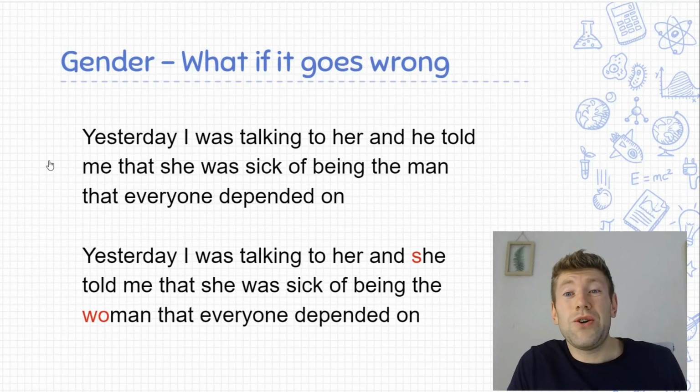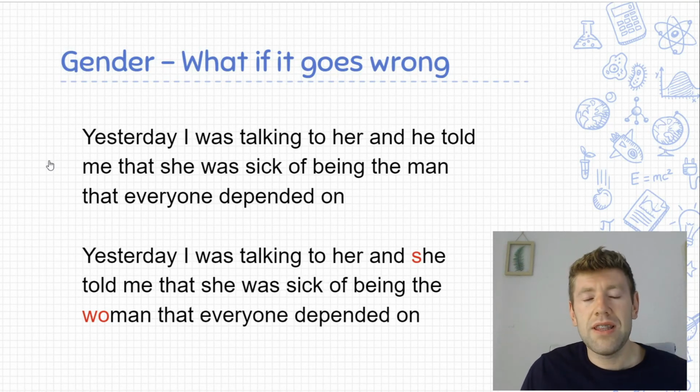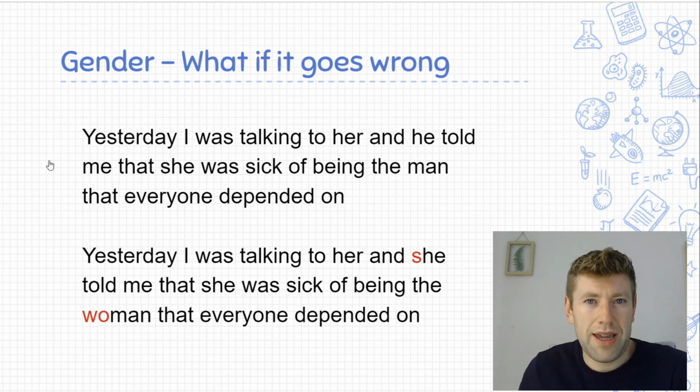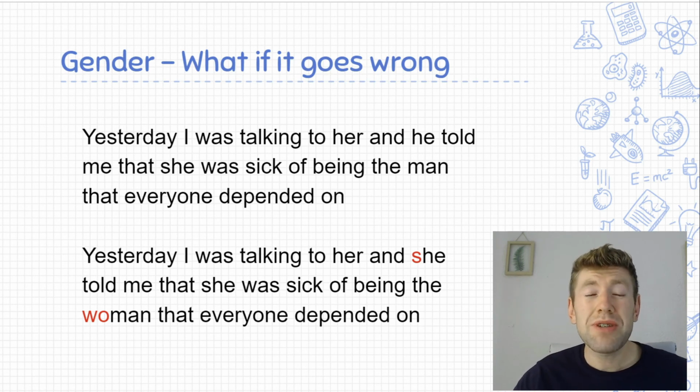You would say, yesterday I was talking to her, and she told me that she was sick of being the woman that everyone depended on. So as you can imagine, with the context, most of the time people understand you, but if it's a long-winded sentence or it gets quite complex, it might get very confusing. So we'll look at some general points.